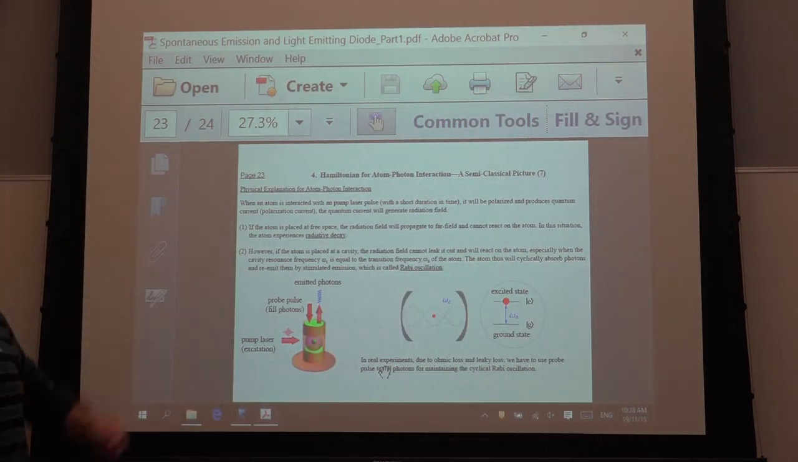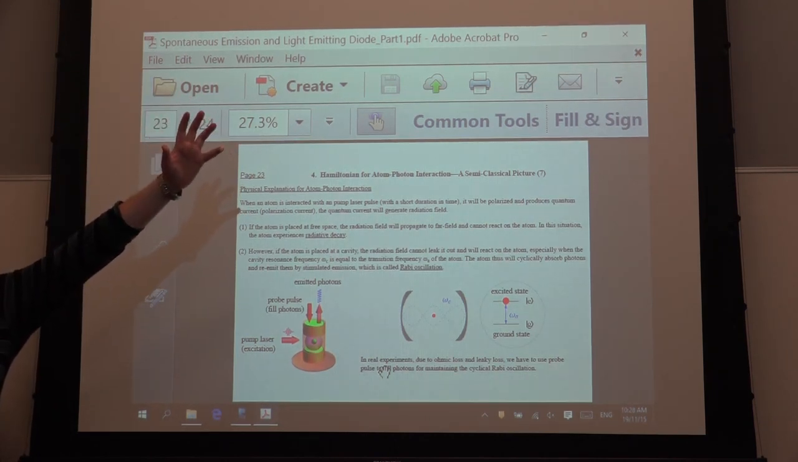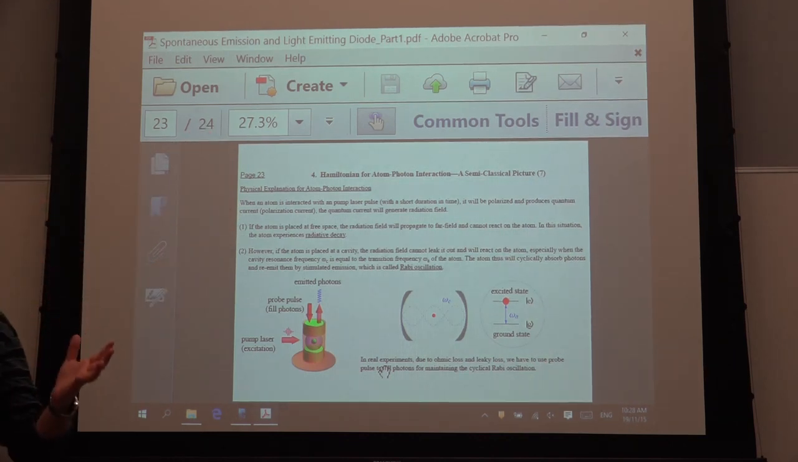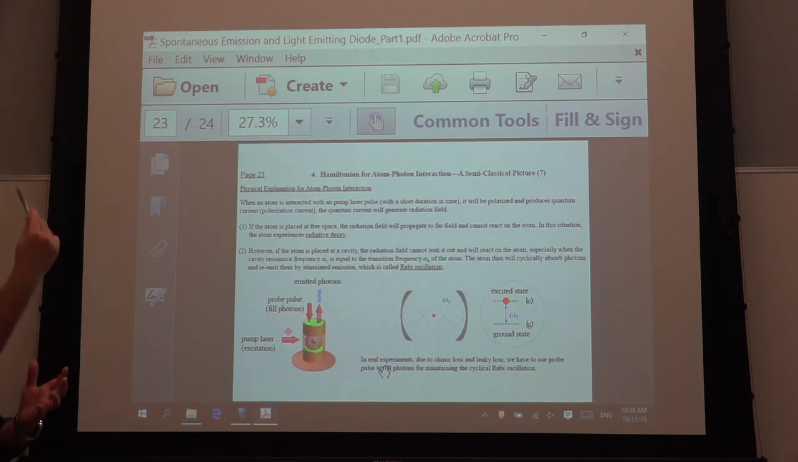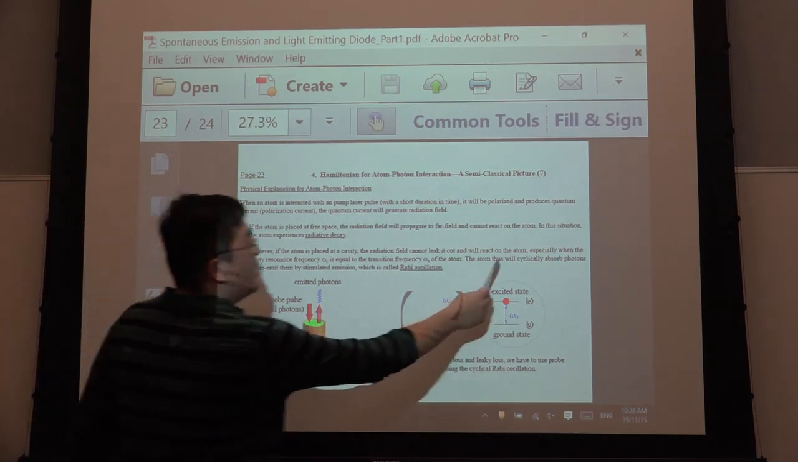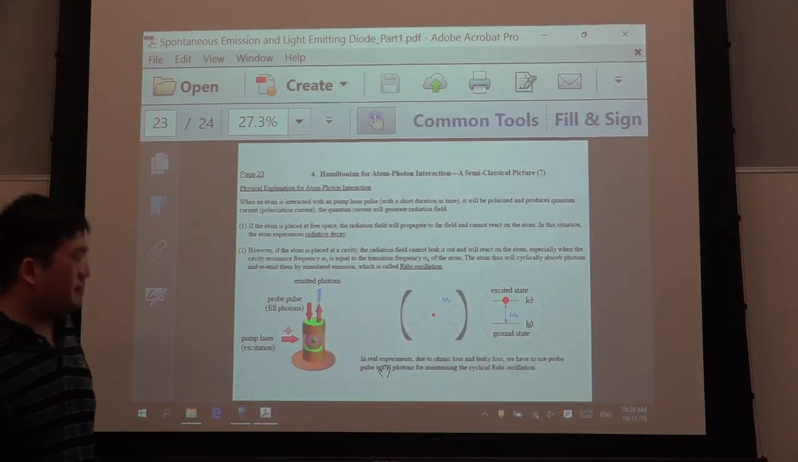So there are two situations. One is free space, where the field is emitted out and does not return back; they have radiative decay. But if you put the atom in a cavity, the field cannot go out and returns back to the atom. The atom will be excited from the ground state to the excited state, then from the excited state emit one photon, which then returns back. This is repeated. This is cyclic.